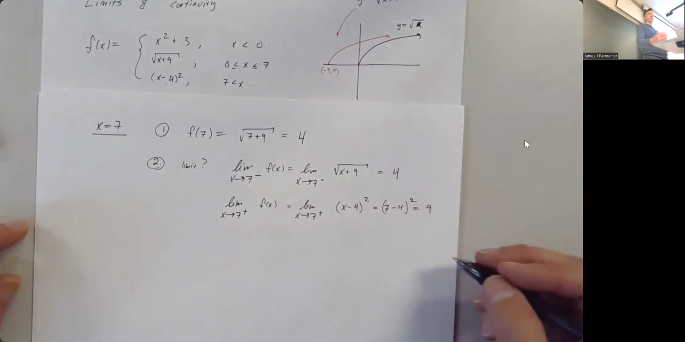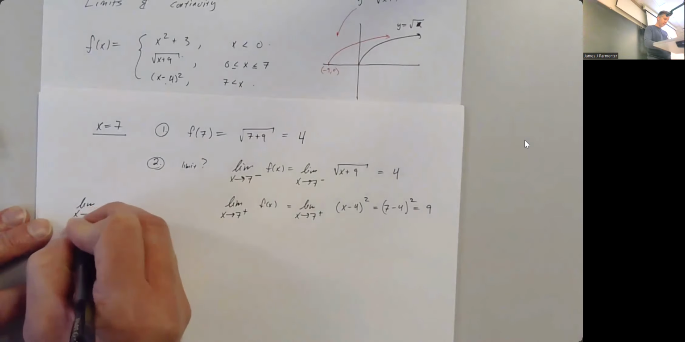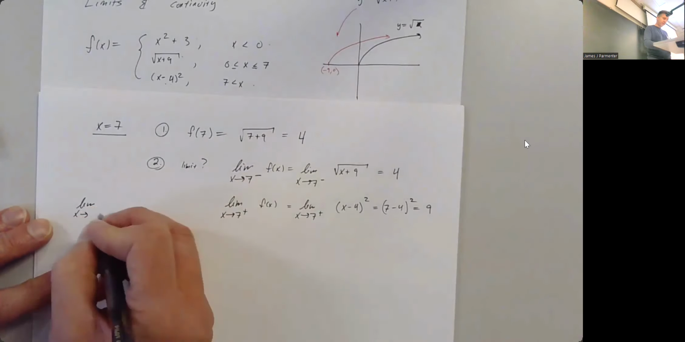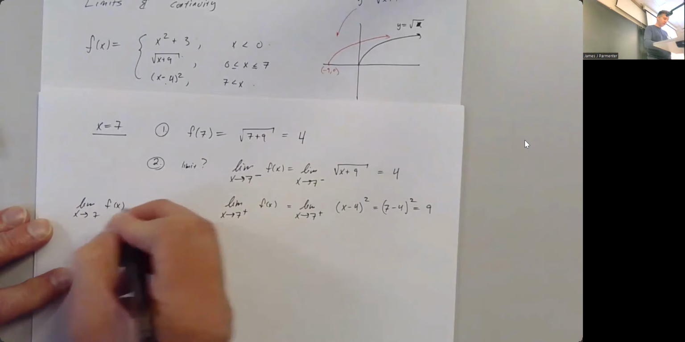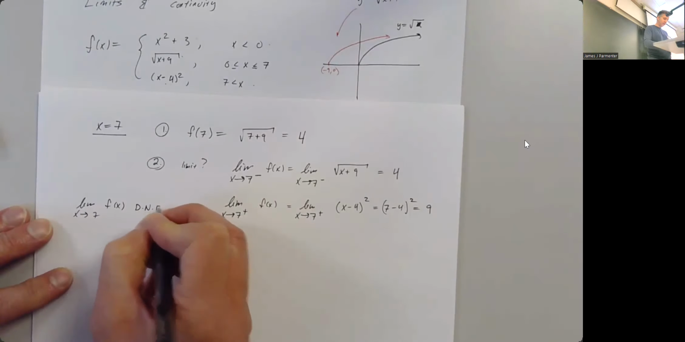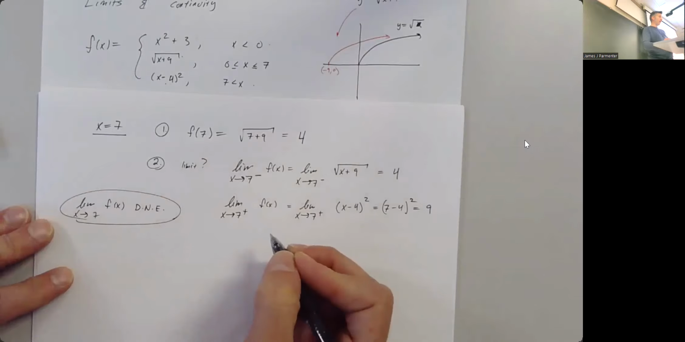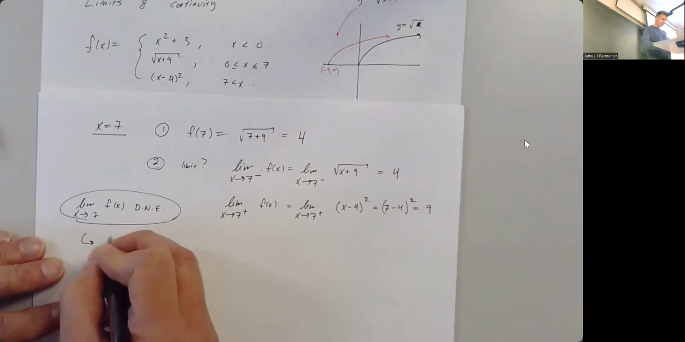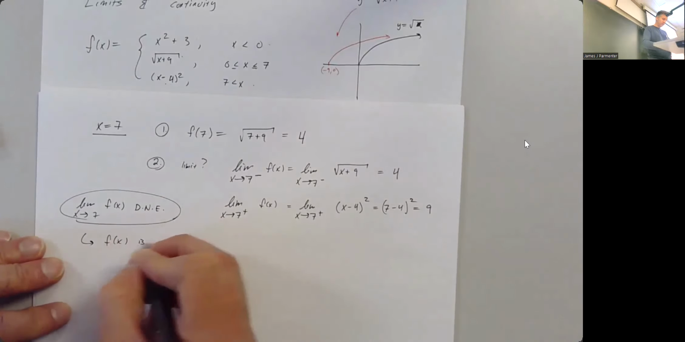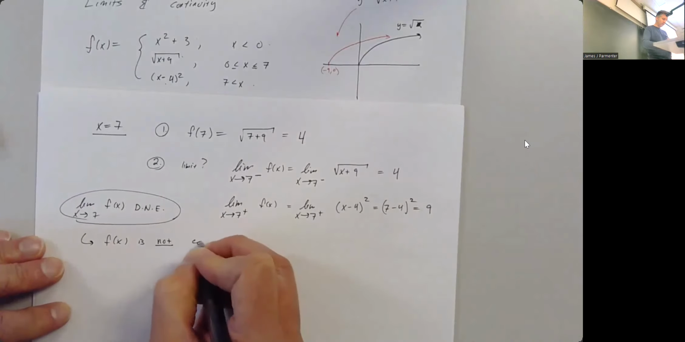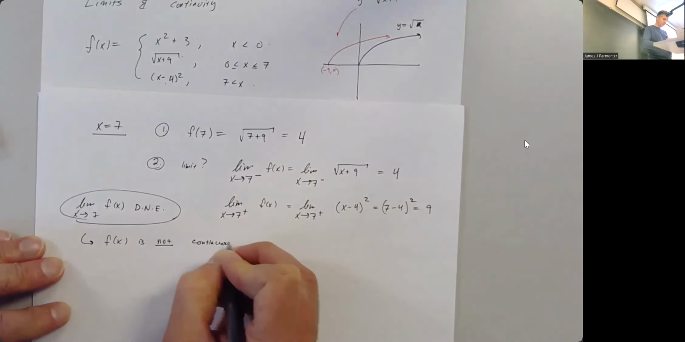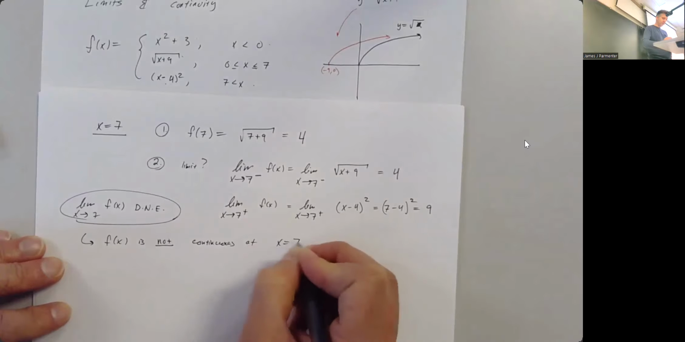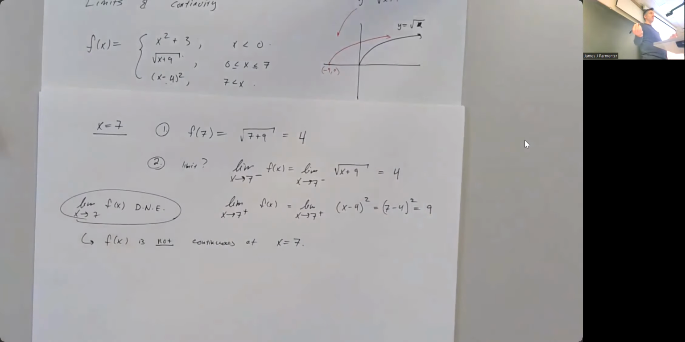Those left and right limits are not the same, which means the limit as x approaches 7 of f of x does not exist. And also, which means f of x is not continuous at x equals 7. Because to be continuous, the function value and the limit value have to be the same, but the limit value doesn't even exist, so they can't be the same.